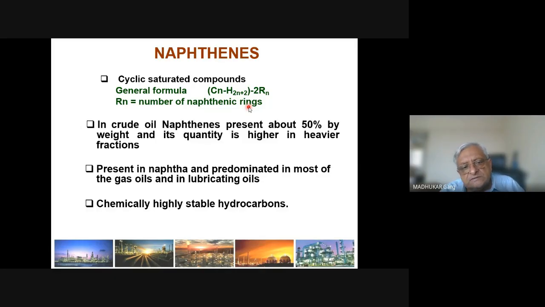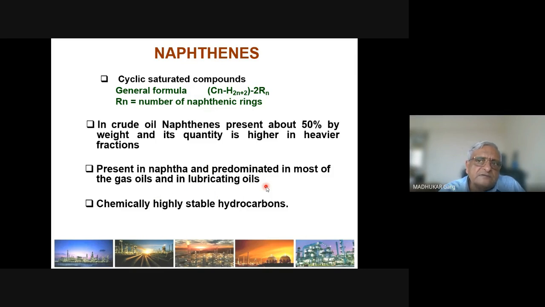Around 50% of crude oil is naphthenes. Naphthenes are present in a very rich way in crude oil, and generally the quantity of naphthenes goes up as you go up in boiling point. They are present in naphtha and predominate in most of the gas oils and lubricating oils. The lube oil that you put in your vehicle is very rich in naphthenes. It is also sometimes called a naphthenic oil.